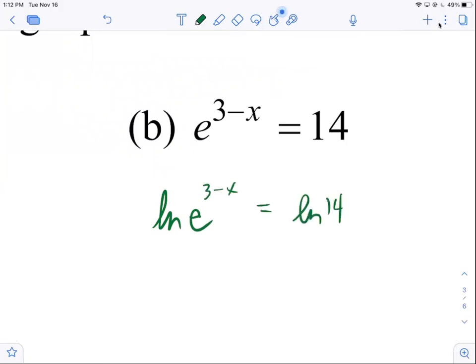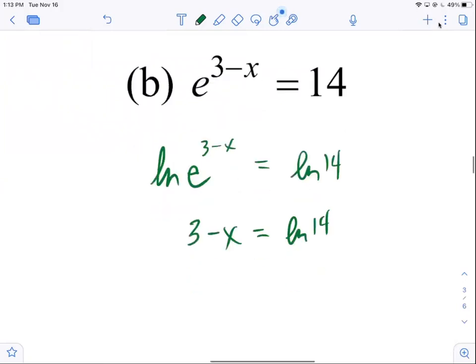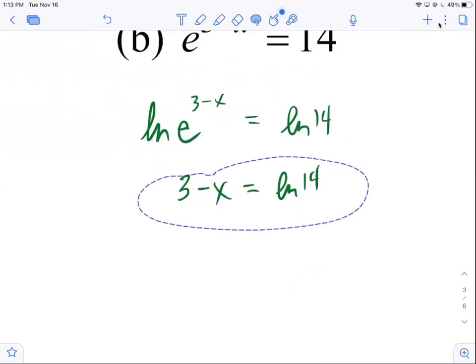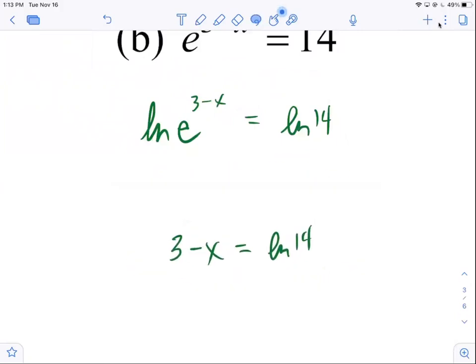And now, what is the natural log of e to the blob? It's the blob. So if you use that rule, you can jump down to 3 minus x equals the natural log of 14. But here's the thing. The natural log can be really helpful even when it's not base e. So let's look at this other way to get to the same result.